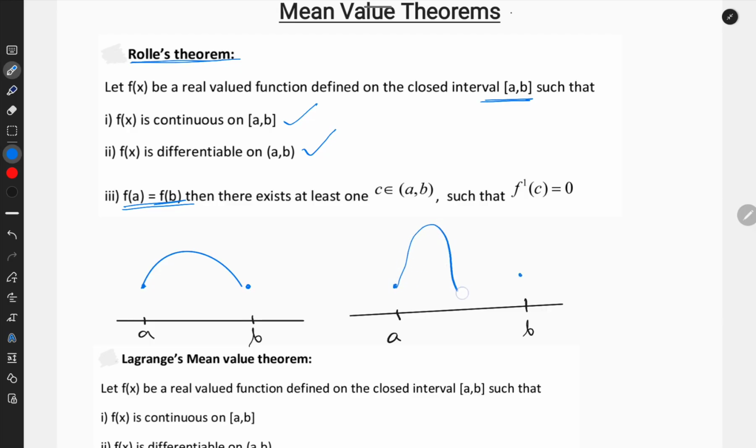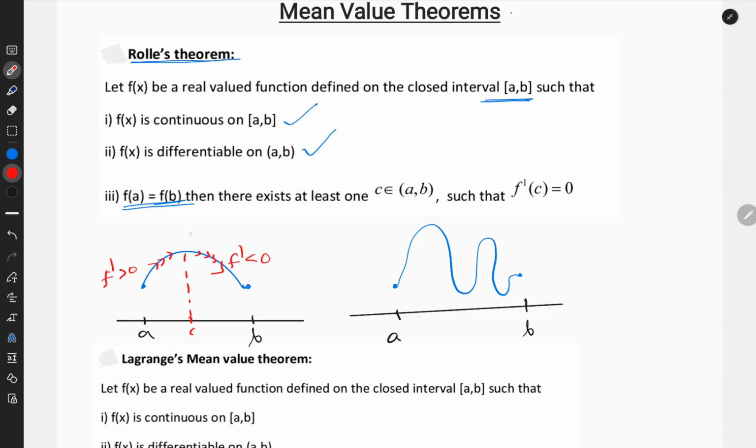In between you may have many possibilities of having so many turning points. In either of the cases, what is the minimum thing that we can conclude? That between a and b there exists at least one c, because the function is initially increasing and then decreasing. Increasing in the sense f dash is positive, decreasing means f dash is negative. So the value of f dash is changing its sign from positive to negative.